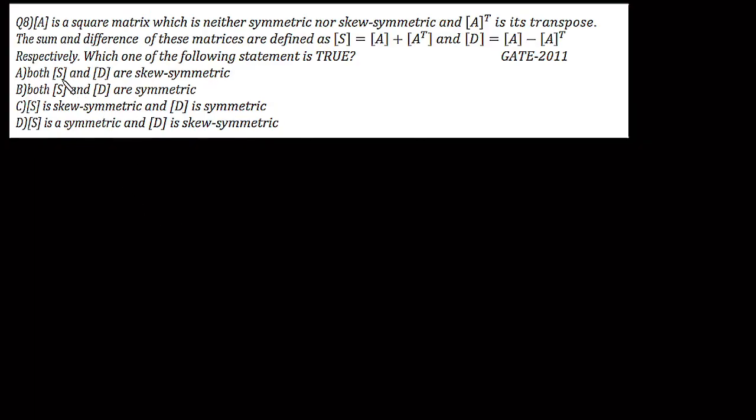Okay, now let's solve question number 8. Question 8 says A is a square matrix which is neither symmetric nor skew symmetric, and A transpose is the transpose. The sum and difference of this matrix are defined as, okay, the sum is defined as S and it is written as A matrix plus its transpose, and the difference D is defined as A matrix minus its transpose respectively. Which one of the following statements is true? Okay, so they're asking about this matrix S and D. So now here A is any general square matrix and it is neither symmetric nor skew symmetric.